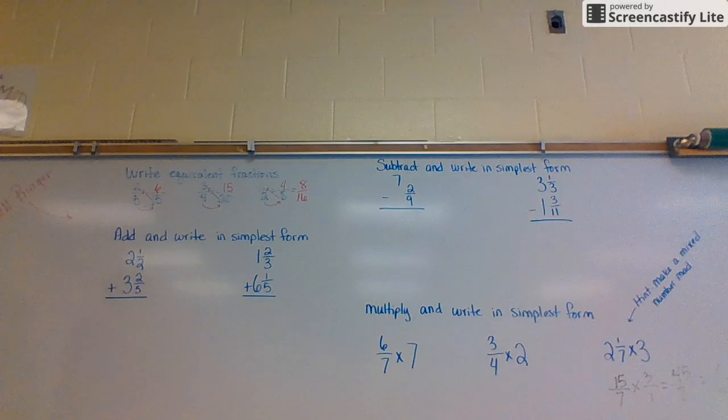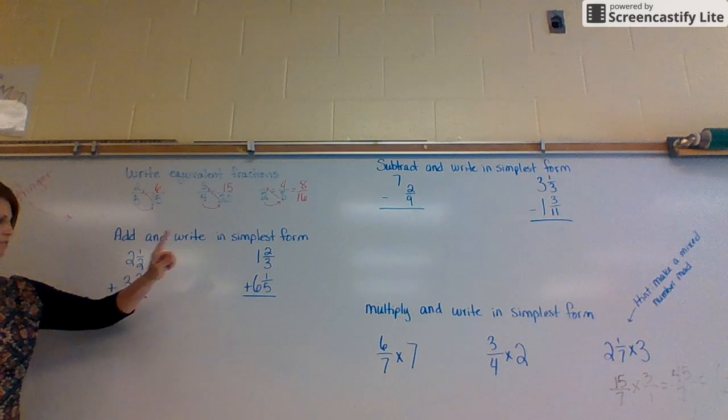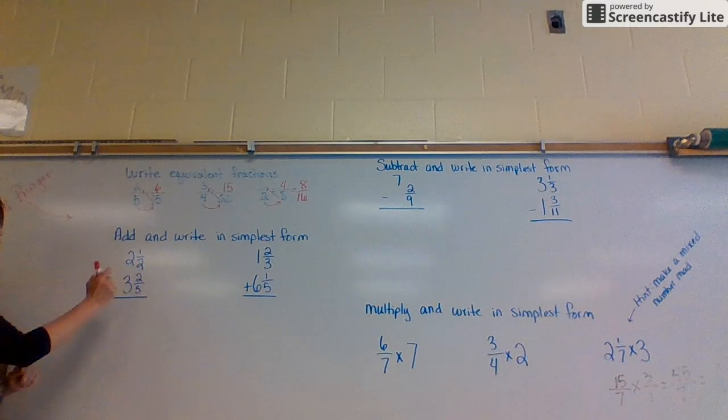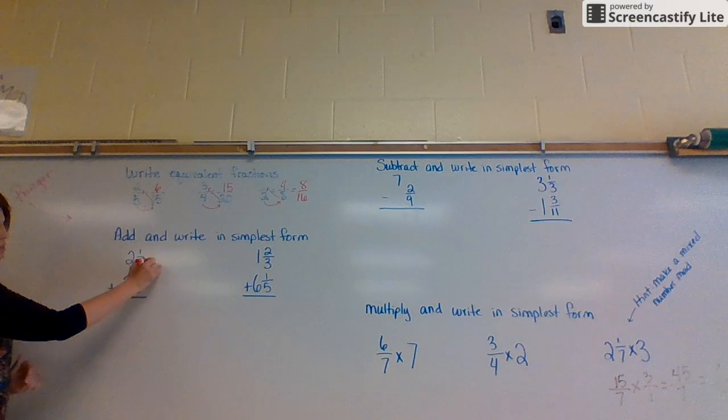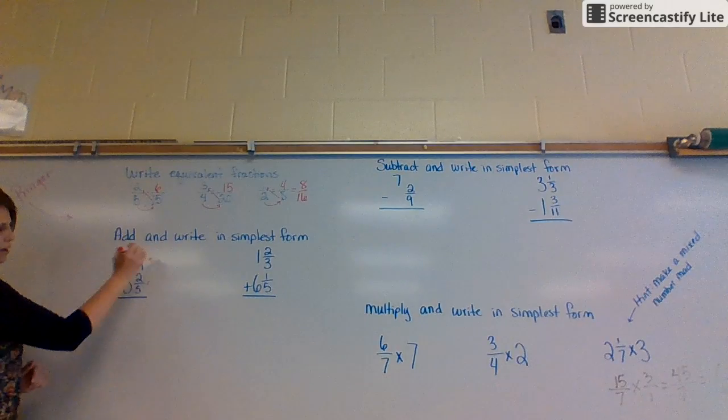All right. We're going to add and then write in our simplest form. Remember, you have to show your work and you have to simplify, even if it doesn't say it, you have to simplify. Okay, 2 1/2 plus 3 2/5. We've got to first do what?